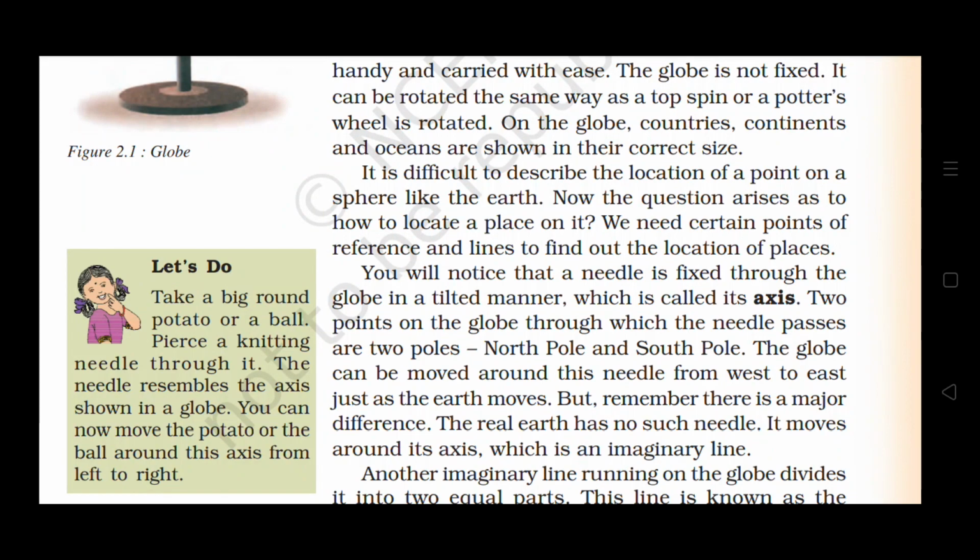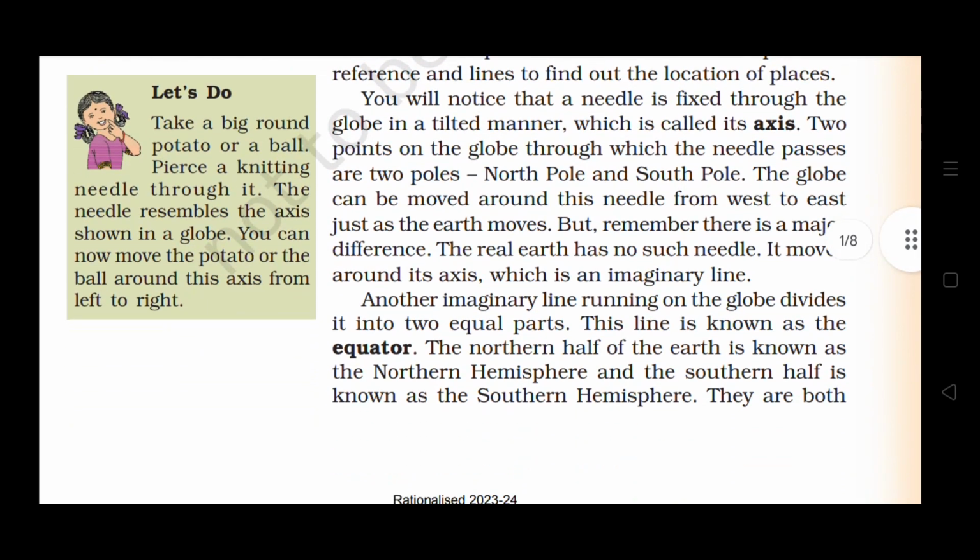That means it resembles the two points on the north and on the south of the globe, usually the North Pole and South Pole of the earth. The globe can be moved around this needle from west to east, just as the earth moves, the way the earth moves around itself. There is an imaginary axis, or an imaginary center on the earth, around which the earth usually rotates.